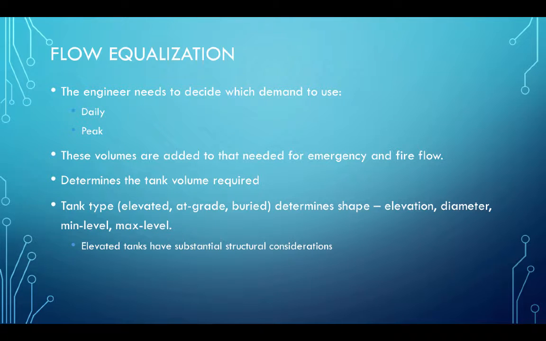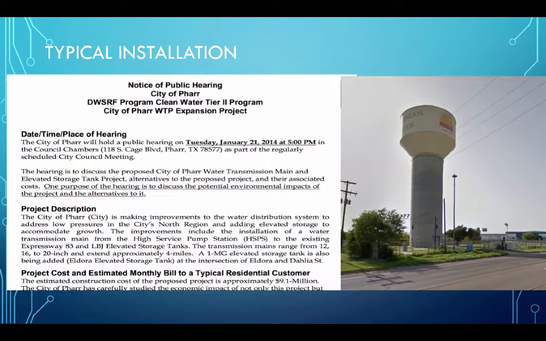The engineer needs to decide which demand to use, whether you want to use daily or peak, even if you have either of those two. Daily is probably adequate. Peak, if you have access to it, might be pretty smart. The volumes are added to that needed for emergency and fire flow, and that determines the tank volume required. Then once you know the volume, the tank type can be selected: elevated, at grade, buried. That determines the shape, elevation, diameter, minimum levels, maximum level. And elevated tanks have substantial structural considerations.